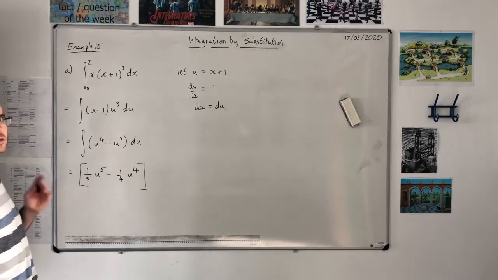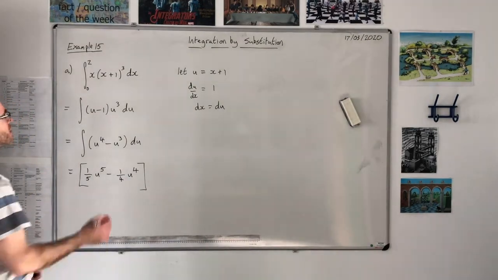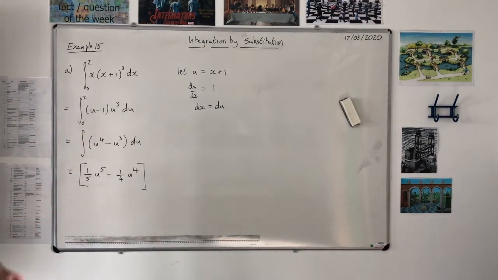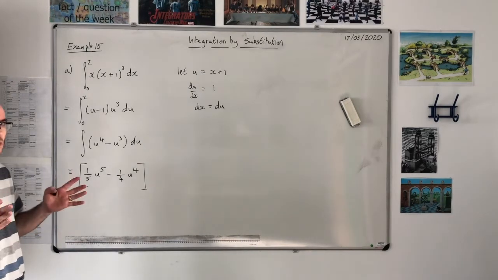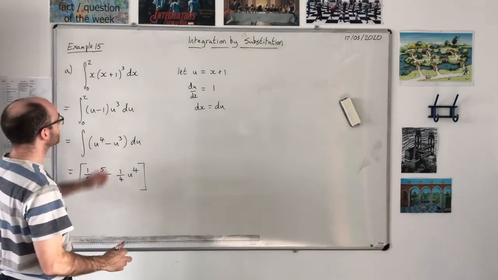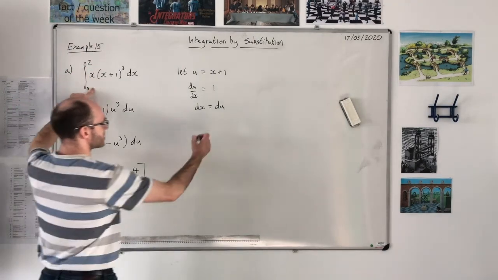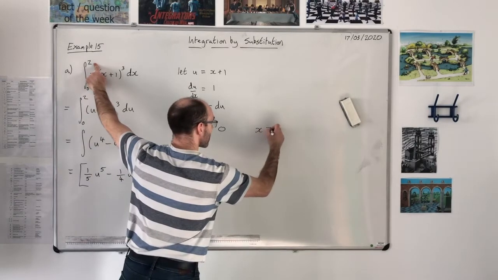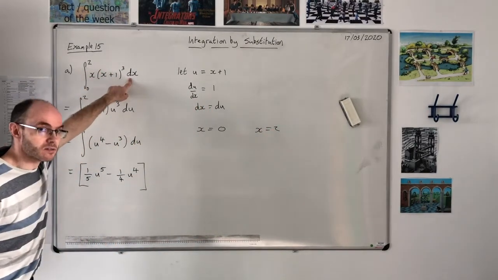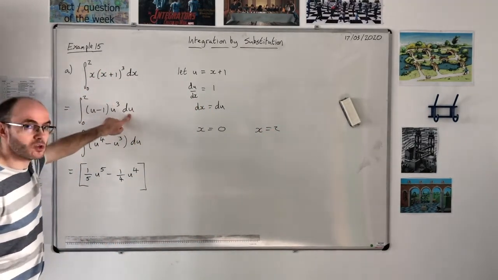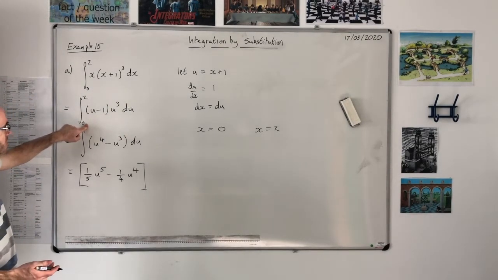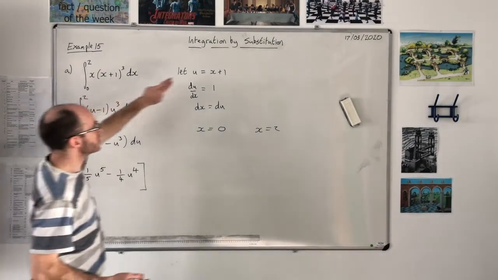Now let's talk about the limits, okay? Is it correct for me to write this? Pause the video and check. And the answer you should come up with is no. No, no, and no again. Because these limits are for when x equals 0 and for when x equals 2, because you're integrating with respect to x. When you're integrating with respect to u, these limits should be for what u is equal to. What is u equal to there and what is u equal to there? We use this to find out.